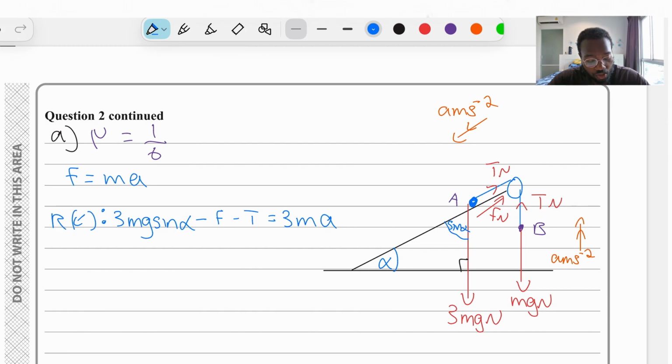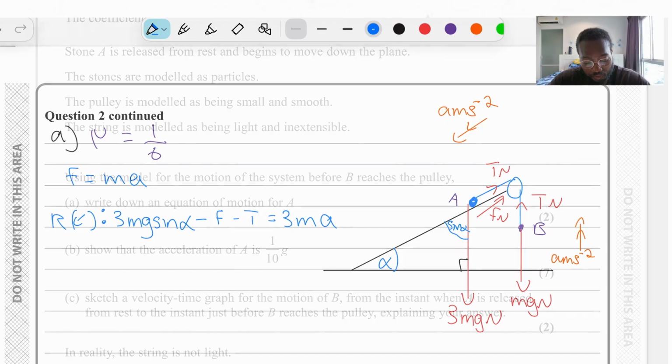That's all you need to do for part A. Write down an equation of motion. We've given an equation for the motion of stone A. So that's it for that question.